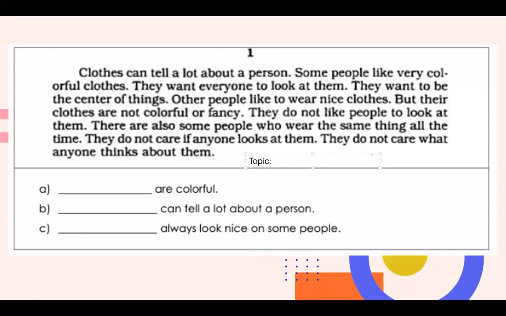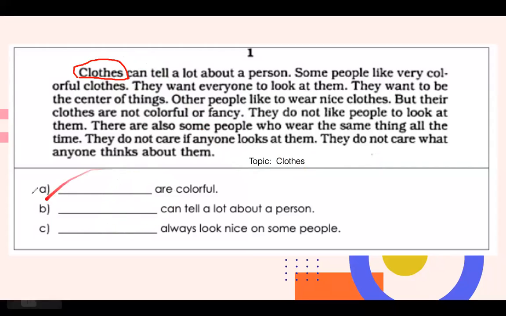Anyone? The topic, just one word, una sola palabra. Okay, very good, Kiera, yes. Close, very good. So this right here, this is our topic word.